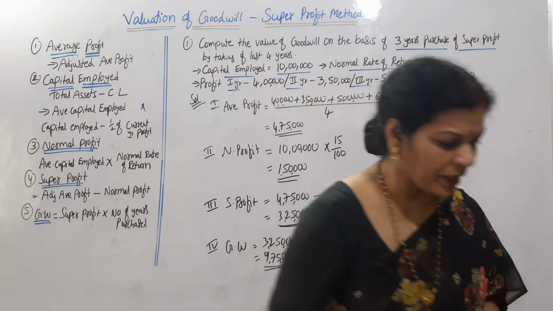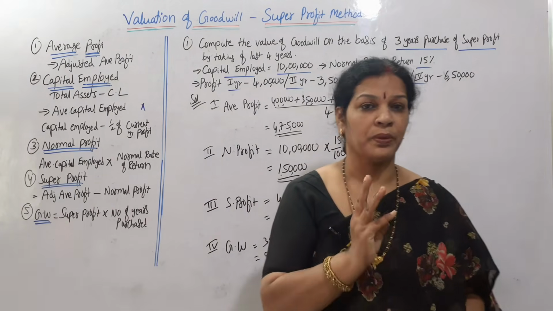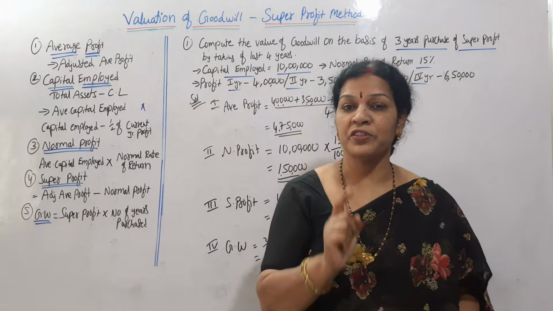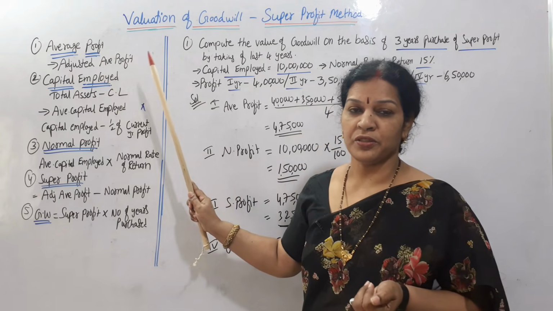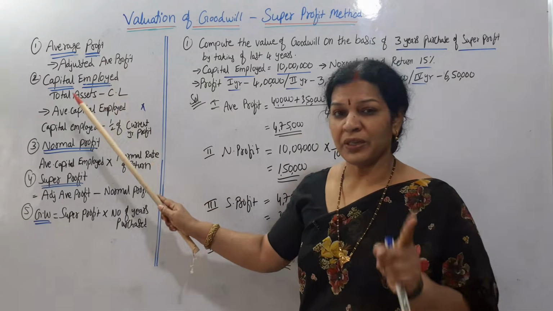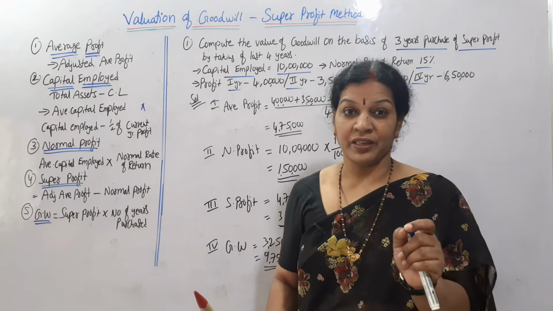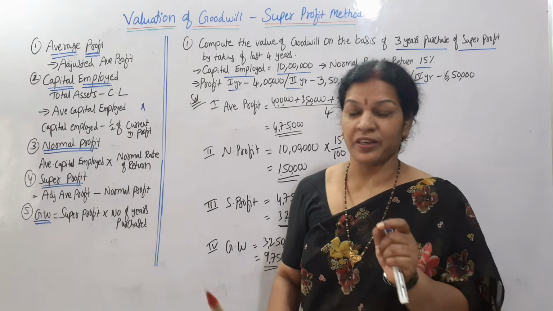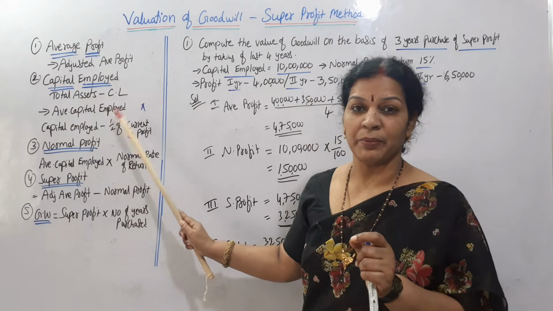Okay, let me give you a recap. So, super profit method, what is needed is here, we need super profit. To get the super profit, first thing is the average profit. If any adjustments are there, adjusted average profit. Second one, capital employed. If you are calculating capital employed as total assets minus current liabilities, then we'll go for average capital employed.